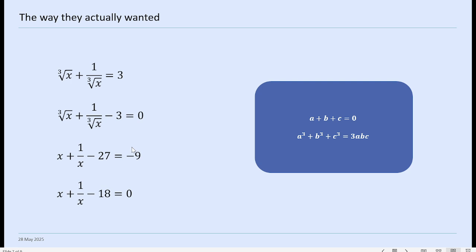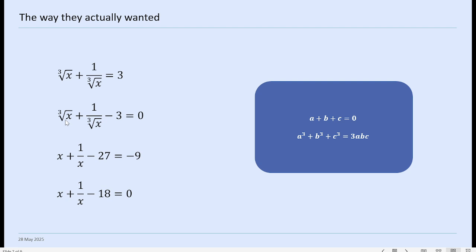This is the solution they actually wanted, which is beautiful. The point is, from a previous Olympiad problem, which I'll put in the notes, we worked out that if a plus b plus c is 0, then a cubed plus b cubed plus c cubed is 3abc. So here, I worked this out all on my own, it made me happy. Here, you have this expression, right? That's what we started with. Take 3 from both sides.